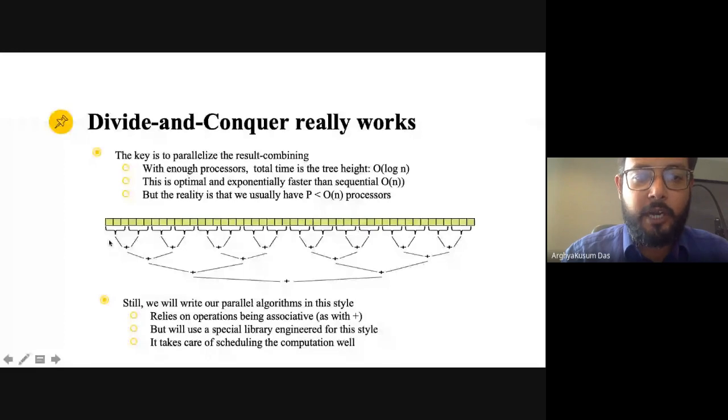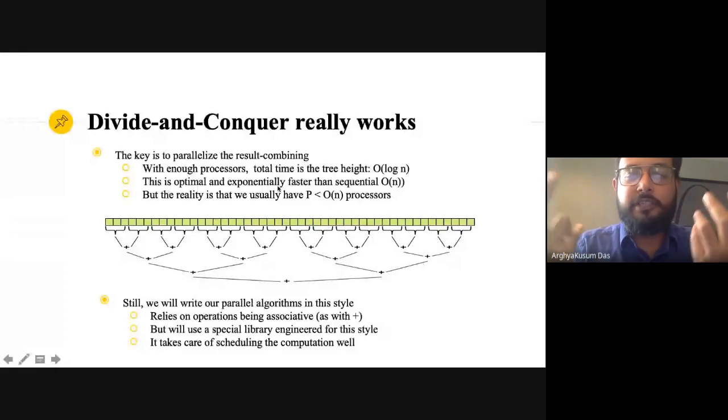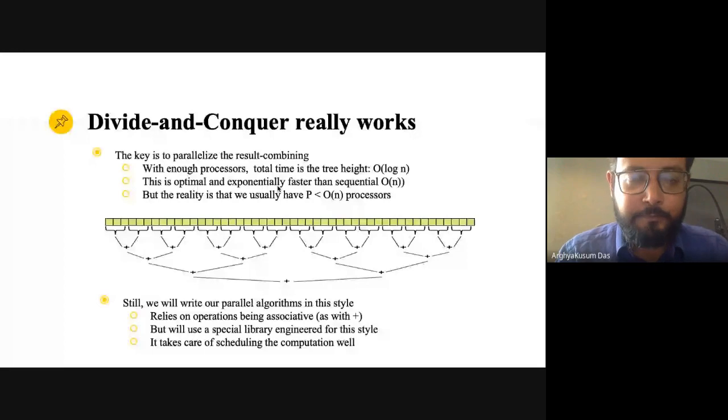So this is level 1, level 2, level 3, level 4, level 5. There are only 5 levels, whereas there are 2 raised to the power 5 elements in the array, so exponentially more elements. So order of log n is the height. This is optimal and exponentially faster, of course, than the sequential run. Order of n is of course greater than log n. So it works much better.